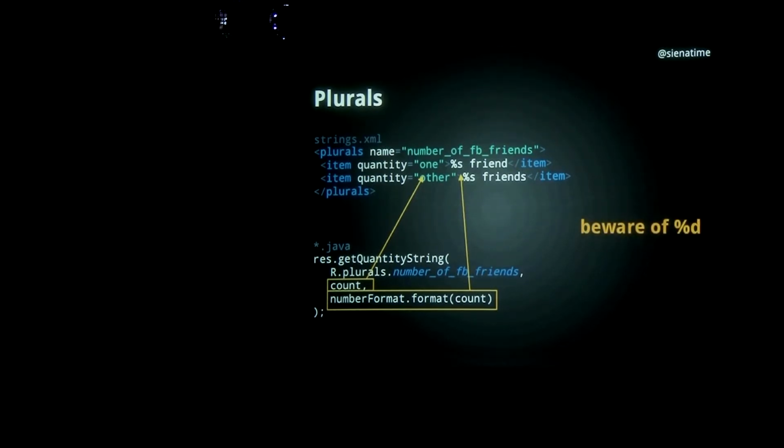That led me to this piece of advice: beware of %d. A lot of the time you want to number format the numbers that are showing up in your UI. So if you have this in there, maybe think again. You probably want to be number formatting that number instead. Obviously, if you're sending data to a server or something like that, don't format it. It needs to be an int. But in your UI, you probably want %s instead.